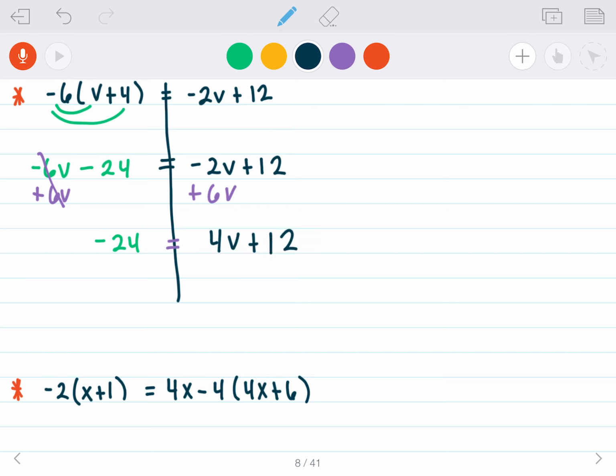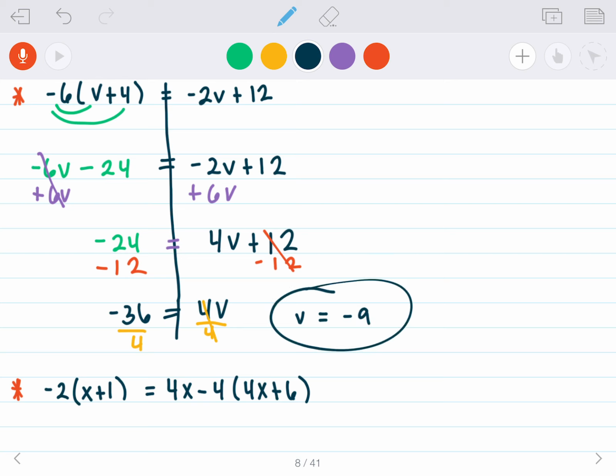Okay, so now I can go ahead and work on the right side and get rid of addition of 12 by subtracting 12 from both sides. So that gives me negative 36 equals 4 times v. Finally, let's get rid of the multiplication of 4 by dividing both sides by 4. So negative 36 divided by 4 is going to give us our answer. V is negative 9.